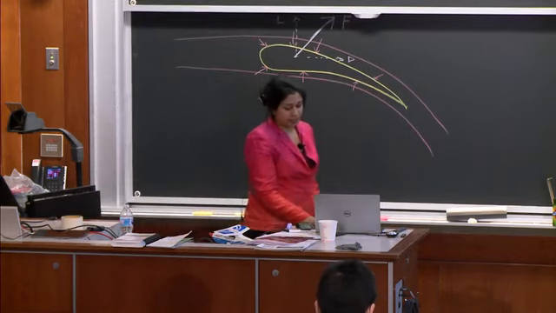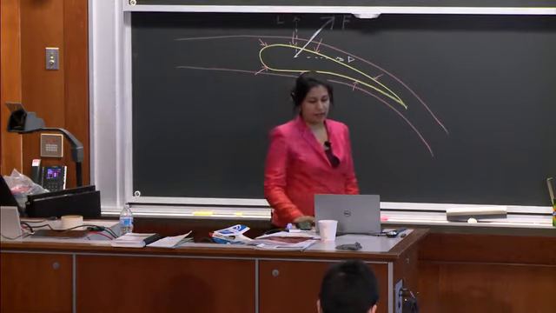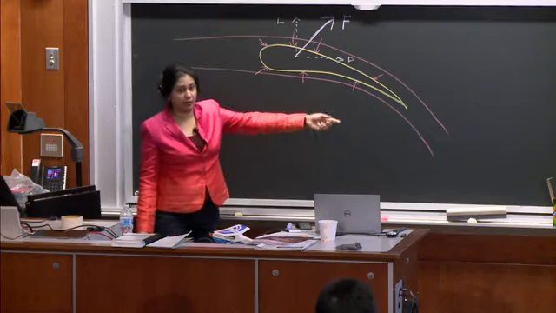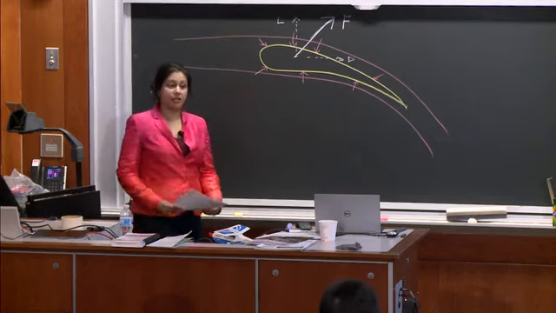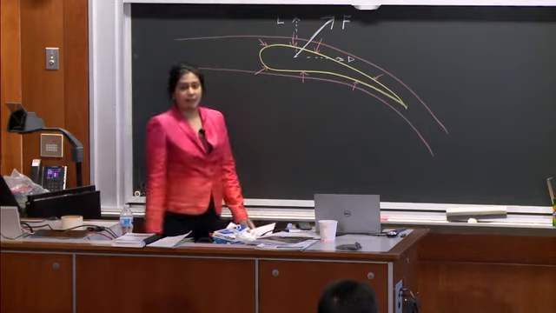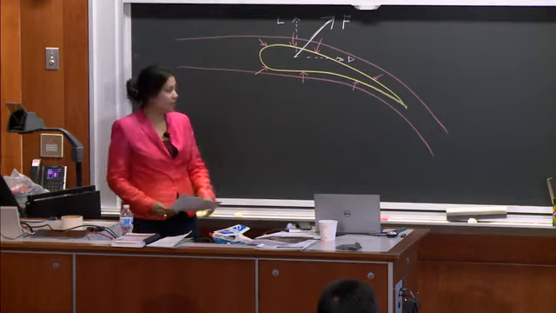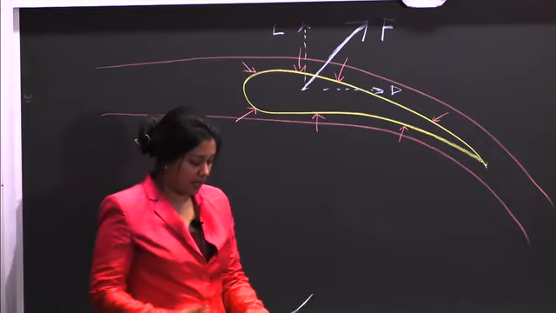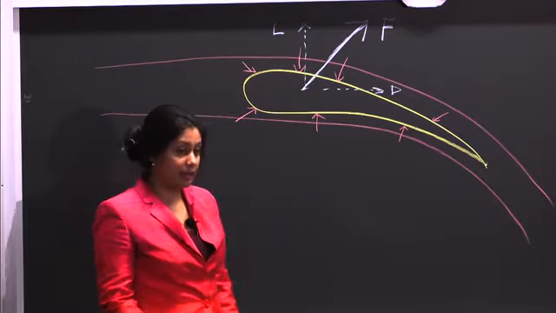So the question is, what factors affect lift? There are a lot of things that affect lift. One has to do with the object itself. I was talking about the shape of the airfoil. We talked about a different shape, which is just a flat piece of paper, a rectangle as a shape. You can have a more slender shape, and the way that you modify this shape can significantly impact your lift.